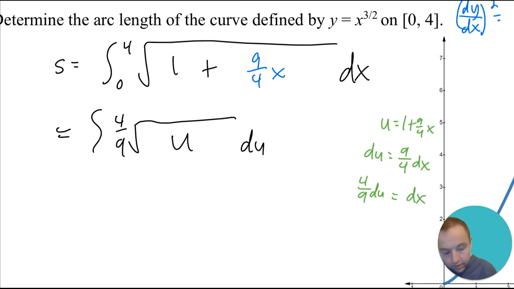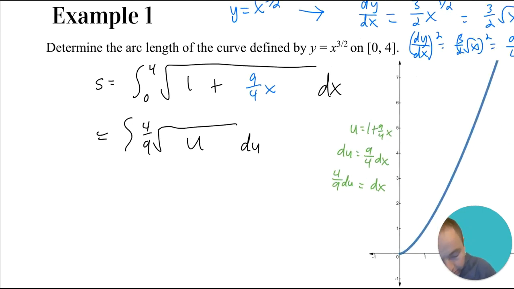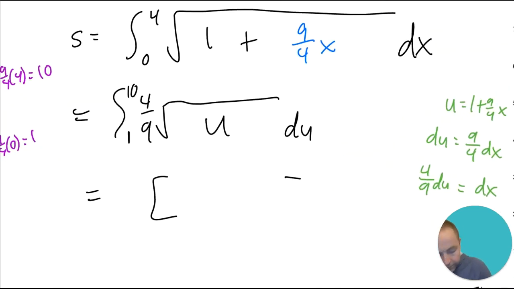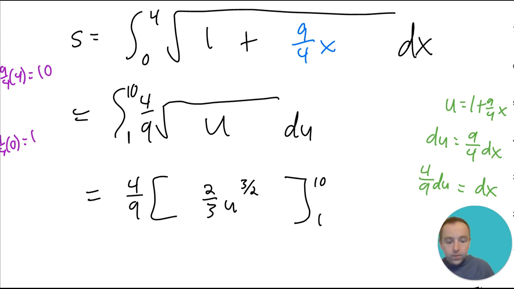You could get new limits for your u, I guess. So when x is 4, then u is going to be 1 plus 9/4 times 4, which would be 10. And then when x is 0, then u would be 1 plus 9/4 of 0, which is 1. So the new limits would be from 1 to 10 then. Cool. So then we just need to take 4/9 and multiply it by the difference of plugging in 10 and 1 into 2/3 u to the 3 halves, which is the antiderivative of that.